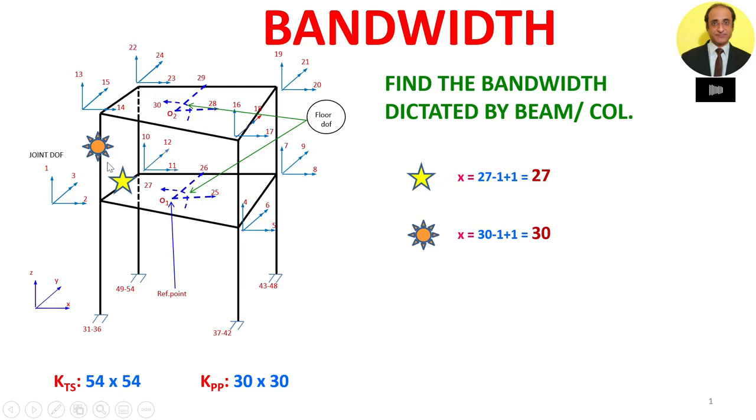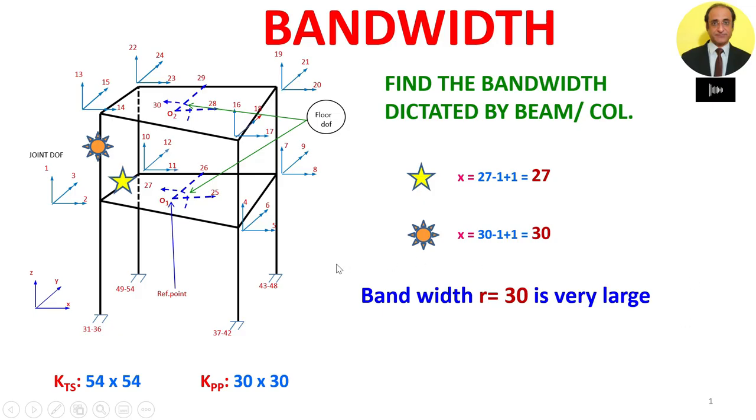In fact, if we take other members also, we will find the same results. The maximum value of x shall be 30. Hence the bandwidth for this particular problem is 30. So what we can find is that this is very large. Although with the way we are numbering and considering the degrees of freedom, we certainly have a smaller matrix size because we have reduced degrees of freedom owing to the floor, however, the advantage runs out as far as the bandwidth is concerned.